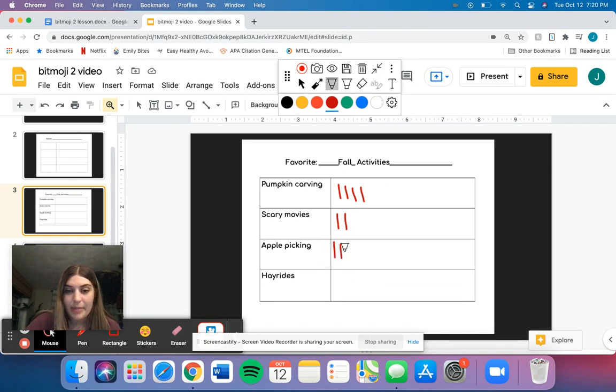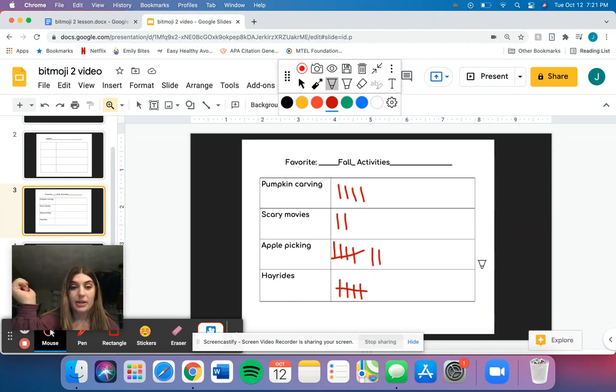Who remembers how I make a 5 with tally marks? Do I make them like all the rest? Good. I make a cross. Once there's 5, you got to cross them. So that's 5, 6, 7. All right. And whose favorite is hay rides? All right. 5. Okay. So once I get to 4, make it a cross. All right. So if I were just doing a tally chart, I would be done, right? Because I collected all my data.